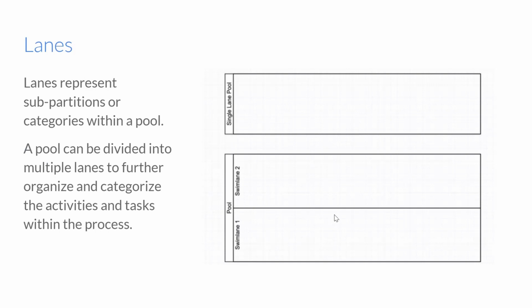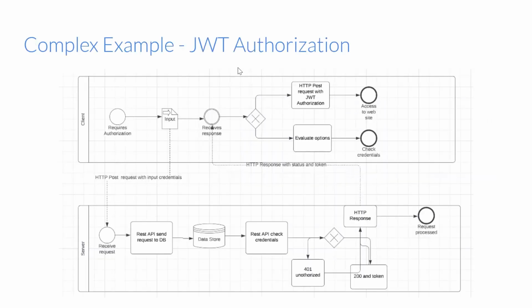Here you can see a complex example with JWT authorization with two pools, client and server. Client requires authorization and input data and sends data via POST request to server. Server receives the request and processes data with REST API and sends a request to the database. Then the database responds to our REST API and REST API checks credentials.